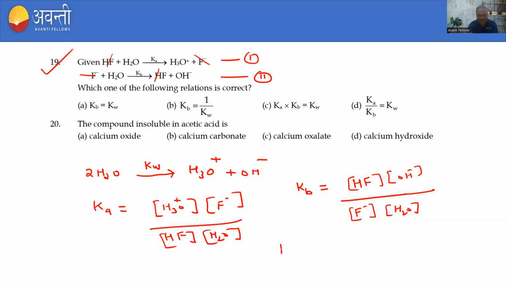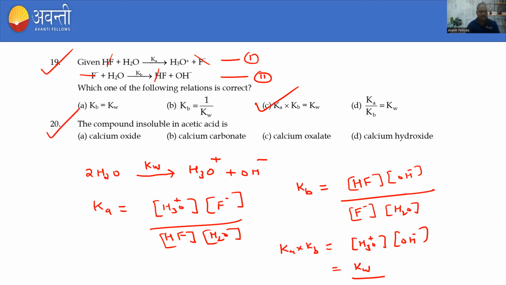When you multiply this Ka and Kb, it comes out to be nothing but H3O plus multiplied by OH negative, which is also known as Kw, the ionic product of water. So Ka into Kb is equal to Kw. Which option is correct? That is option number C. So option C is absolutely correct for this.